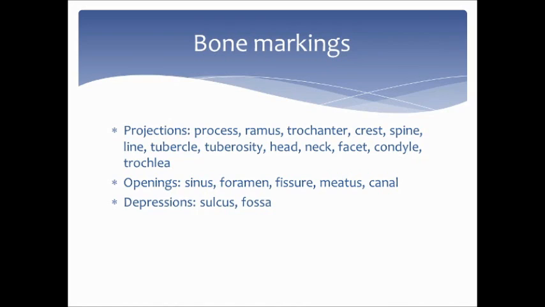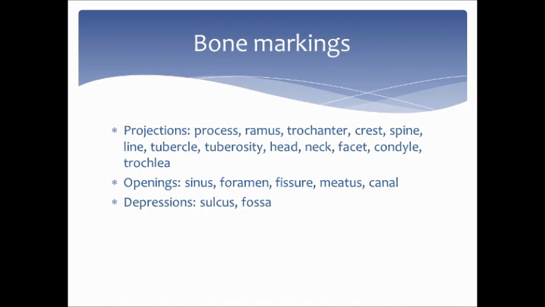We have many bone markings, and these are separated by projections, openings, and depressions. These would be really good to know when you're looking for these structures in lab, so that you know kind of what to look for. Projections are where something typically attaches to bones, things like ligaments and tendons. So a process is something like a bump.